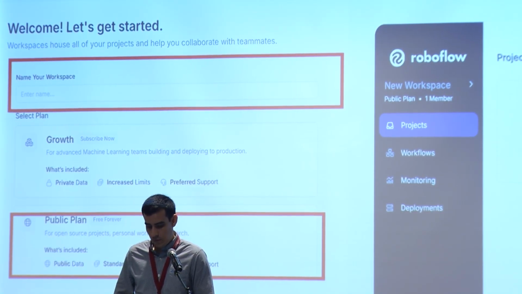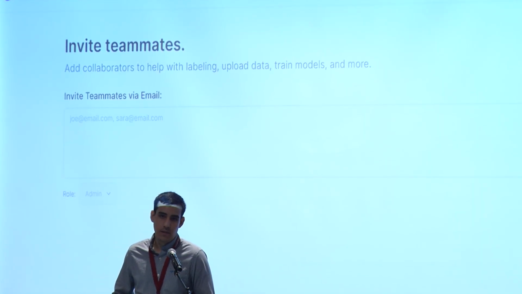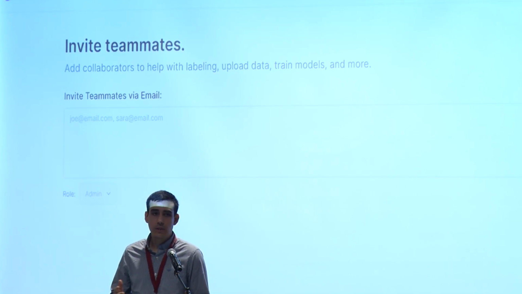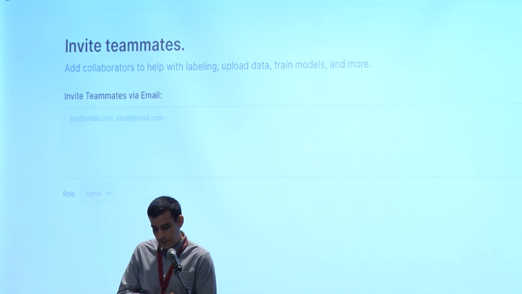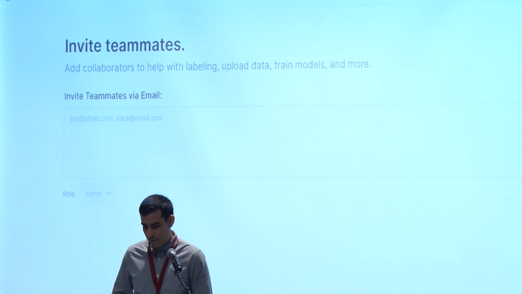When you finish naming your workspace and choose the public plan, it will ask you to invite teammates. This is the part where you can potentially add labelers who can help you label your data set. Also, you can integrate different users so they can explore your project. You can add them by their email address. But if you don't want to add anyone, we can move to the next step.